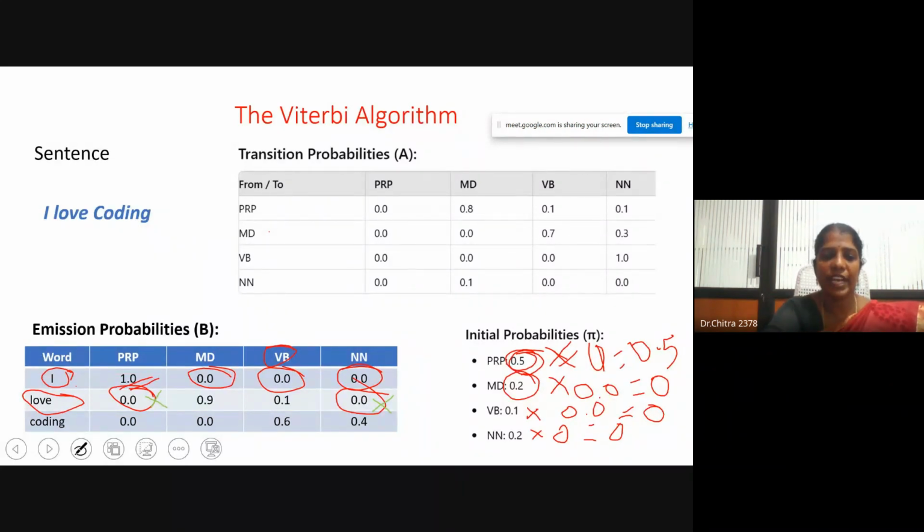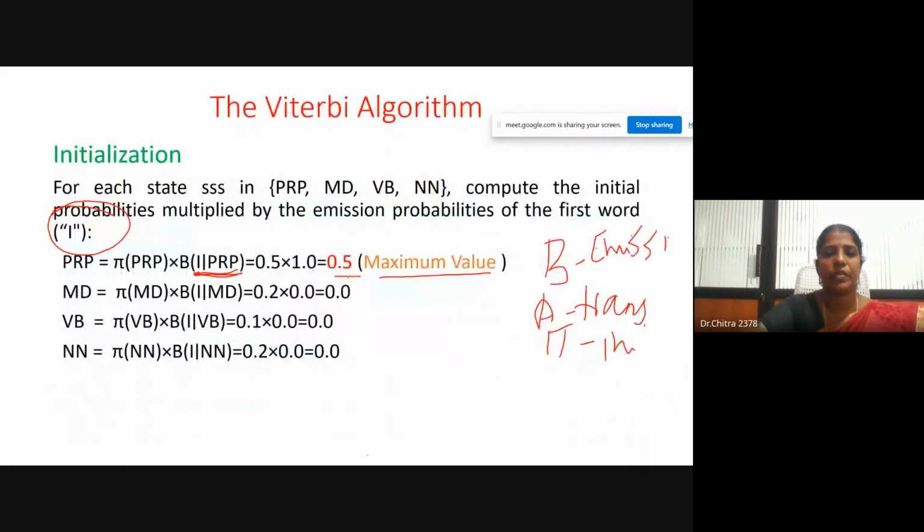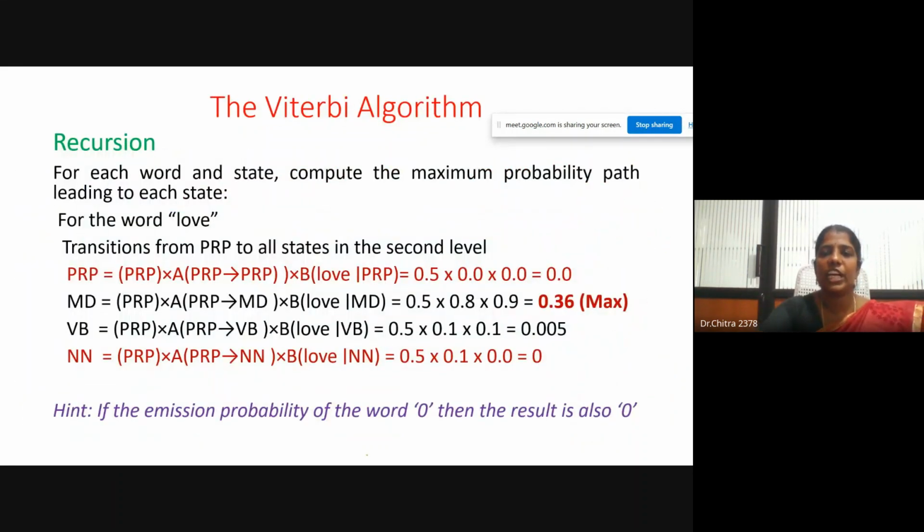So calculate the weight from PRP. Calculate the probabilities from PRP to MD and VB. Calculate it from recursion. This is the second step, recursion. So no need to calculate from PRP to PRP and no need to calculate from PRP to NN, because for these two, the emission probability for love is 0. So definitely you'll get 0. No need to process the things in red color. Instead, calculate for MD and VB.